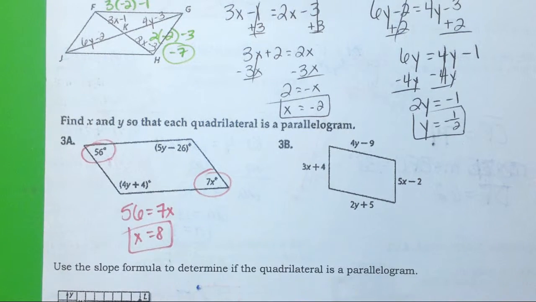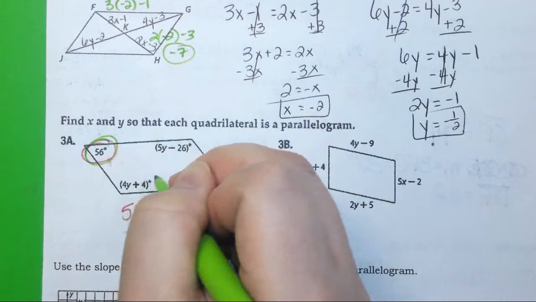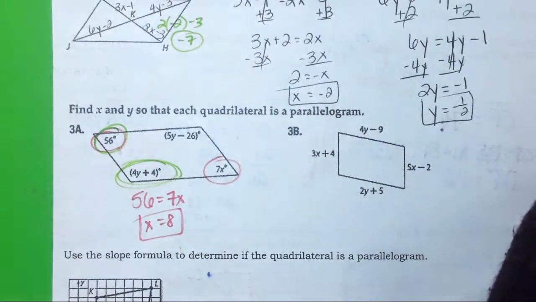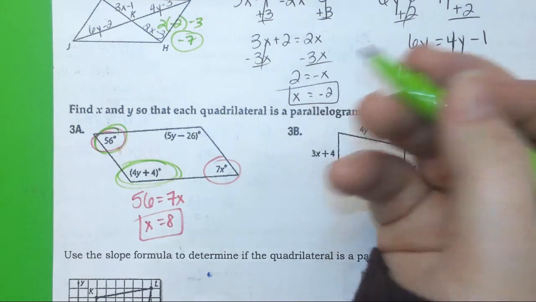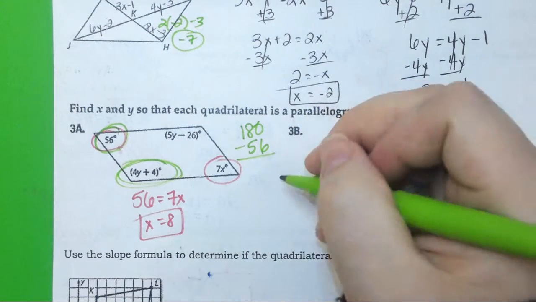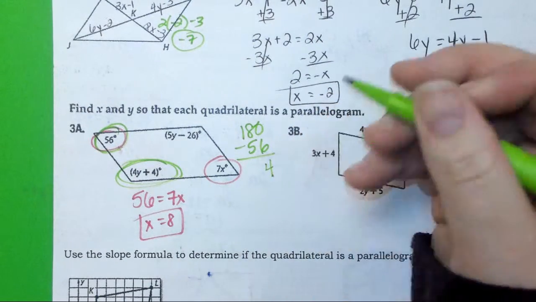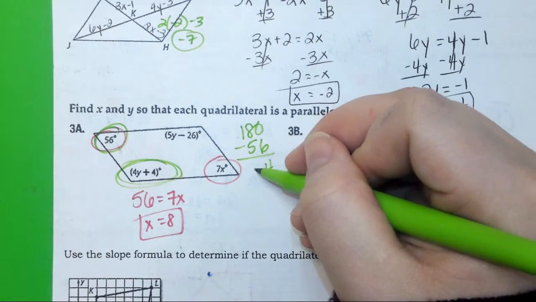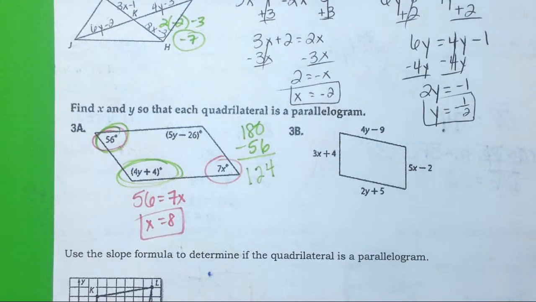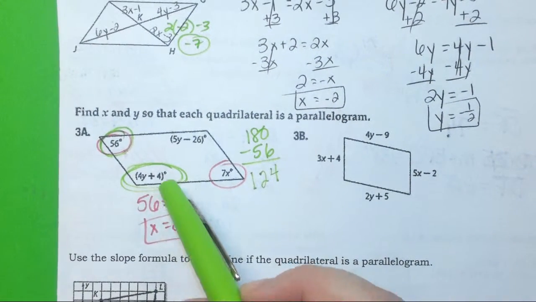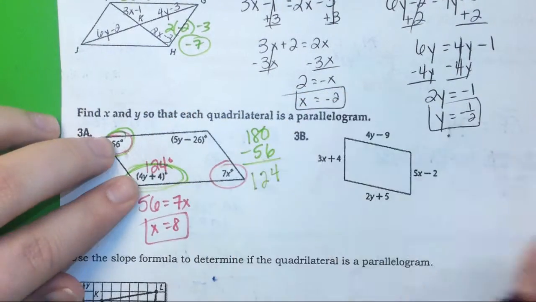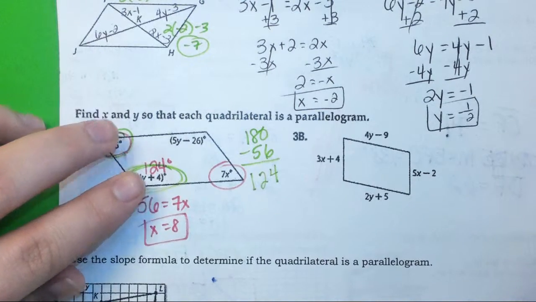Now, if I know this is 56, then I can figure out what I need for this angle because they're supposed to add up to 180 because consecutive angles are supplementary. So what is 180 minus 56? It is 124. Good. So I know this angle should be 124 degrees because these two angles are supposed to be supplementary. They're supposed to add up to 180.